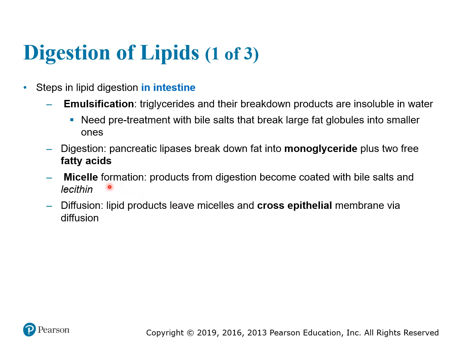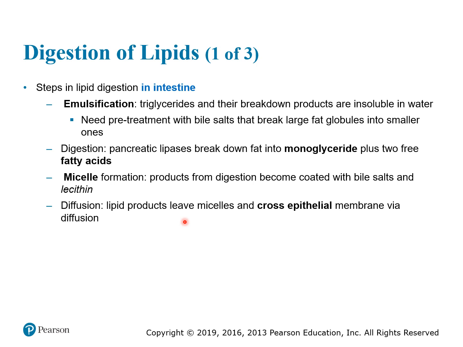So micelles are just like, what can I say, a vehicle, a cab, right? The fat molecules are sitting in the micelle, and now they go to the brush border of the intestine. And then they get out from the cab. So they leave the micelle and they cross the epithelial membrane via diffusion, because now that is not the problem.